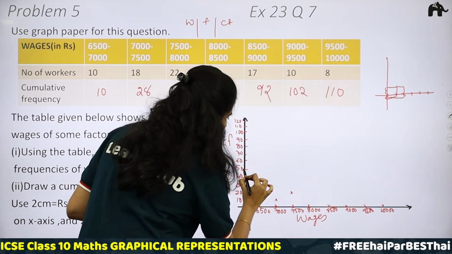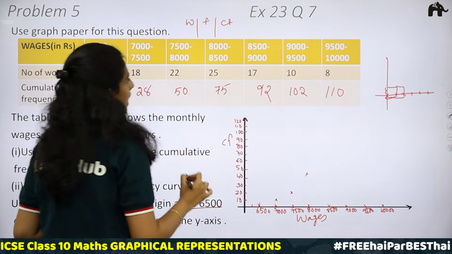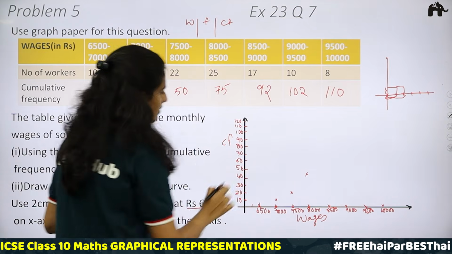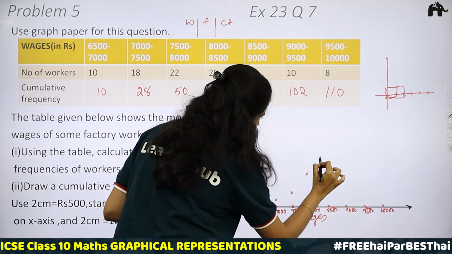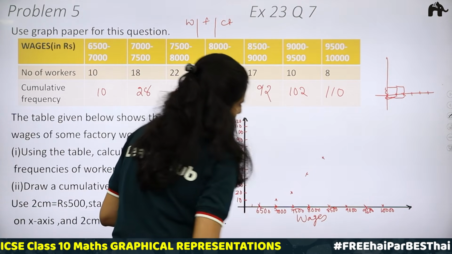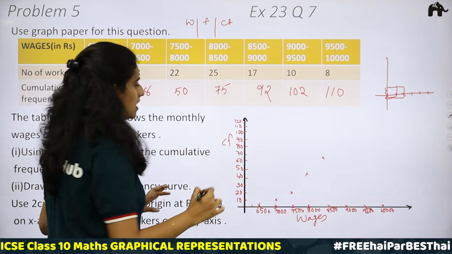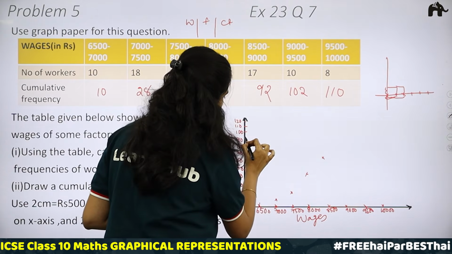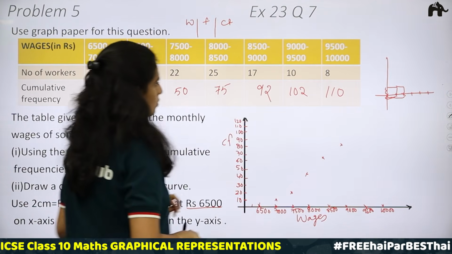Where do we have 50? This is 50. Okay. 50 and 8,000. This is the point. 8,500: 75. Here we have 70, this is 80, so 75 somewhere here you will be getting, that is 8,500. Okay. Next 9,000, it is 92. Here we have 90, 92 lies somewhere here and at 9,000, 92.